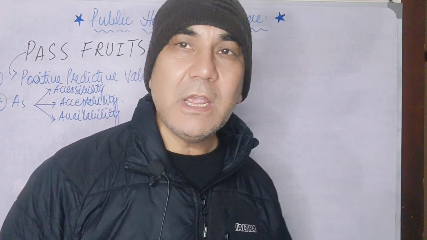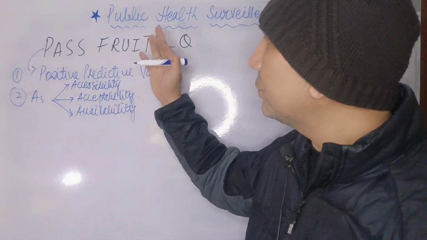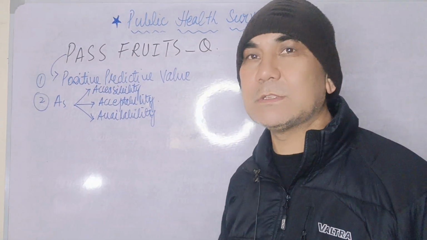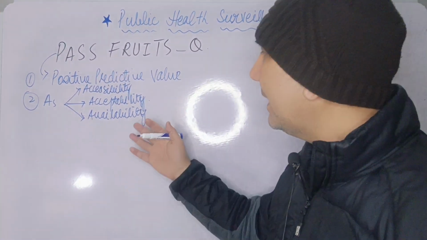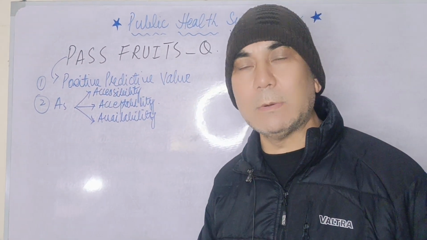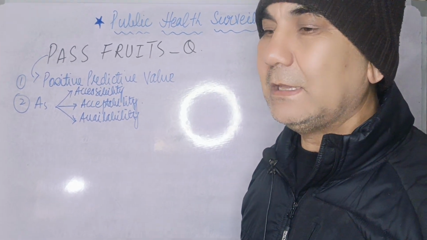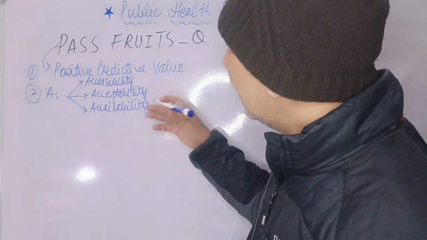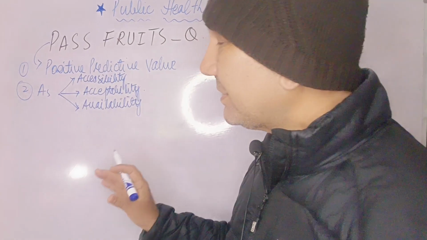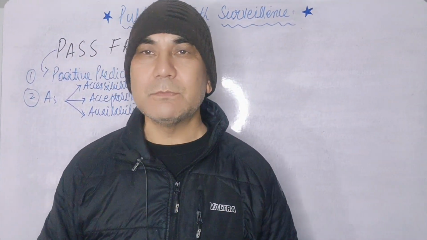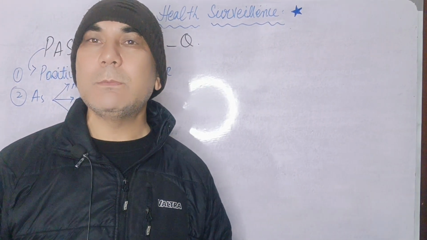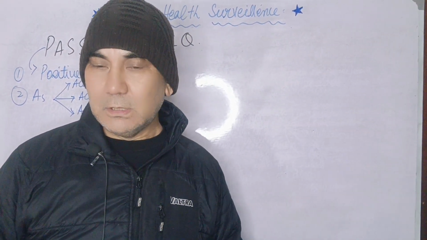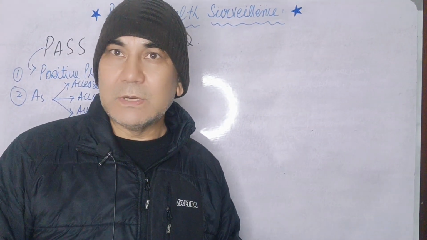So these 3 A's should be the characteristics of any surveillance system. It should be accessible, it should be acceptable to the community, and the third one, it should be available. Available means easy approach and affordability. When a surveillance system has these characteristics, it is much easier for any community to participate in that surveillance system.